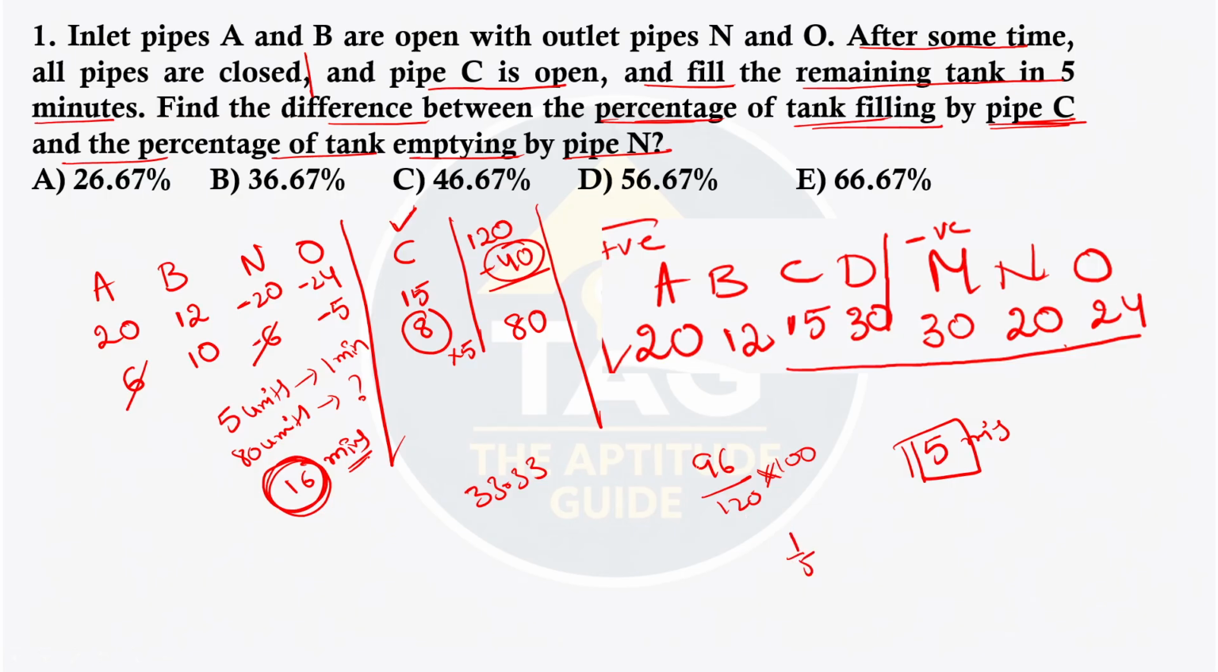Okay. So you can calculate it this way, or if you're good at fractions, you can solve it even this way. So 24 out of 120 is 1/5 less than. So it's 80%. Did you get this? So N emptied 80% and C filled 33.33. You are expected to find the difference between these two. That's approximately 47. That's 46.67. That's our answer. Fine. Let us look at question number 2 now.